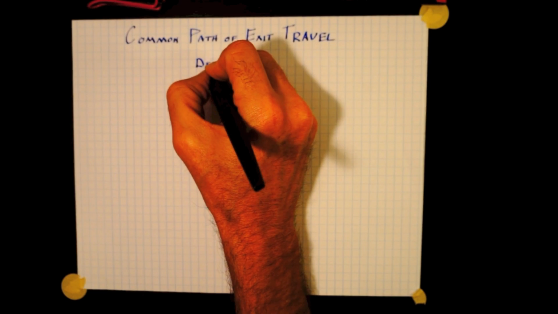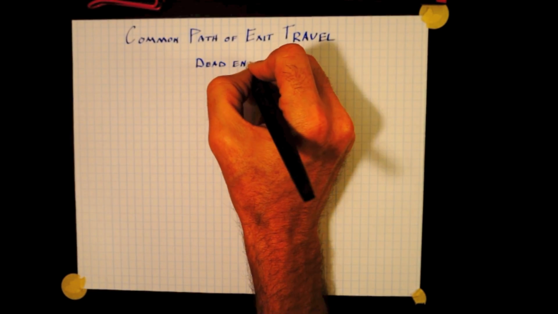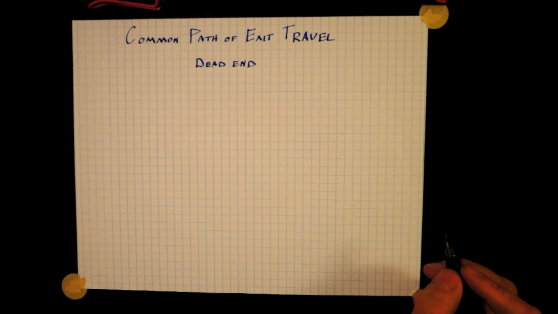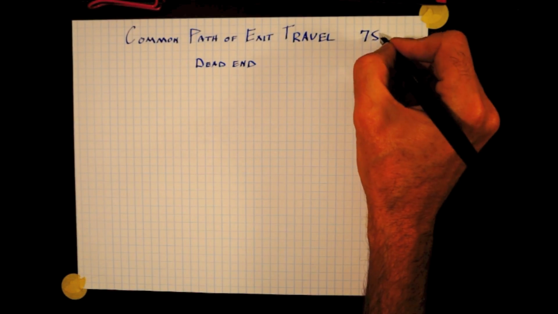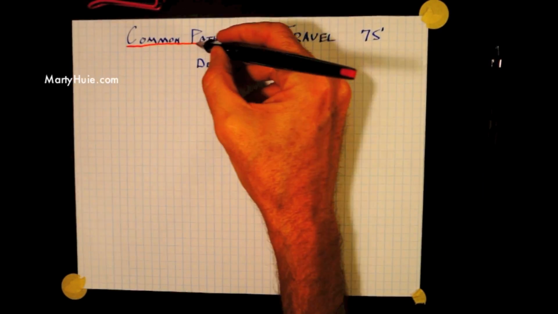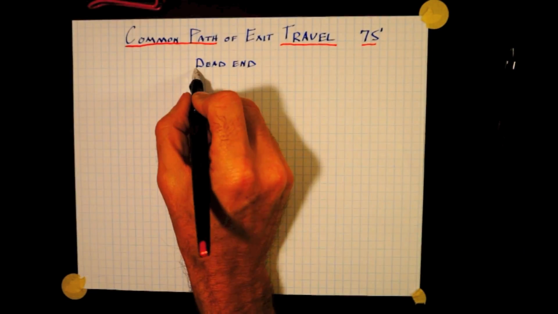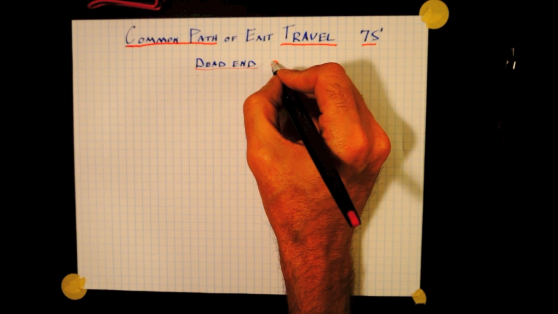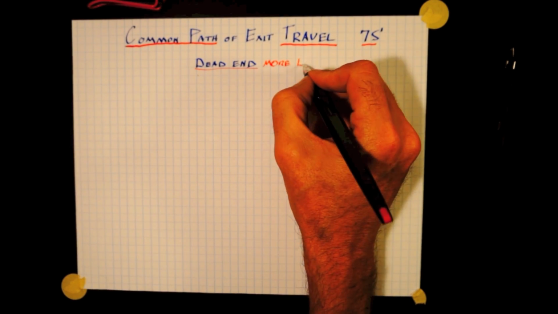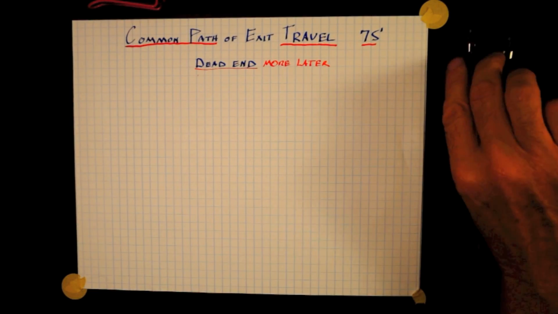Common path of exit travel and dead end is a commonly misunderstood topic. Common path of exit travel is typically 75 feet. Hazard is limited to 25, but we'll cover more on that in another video.